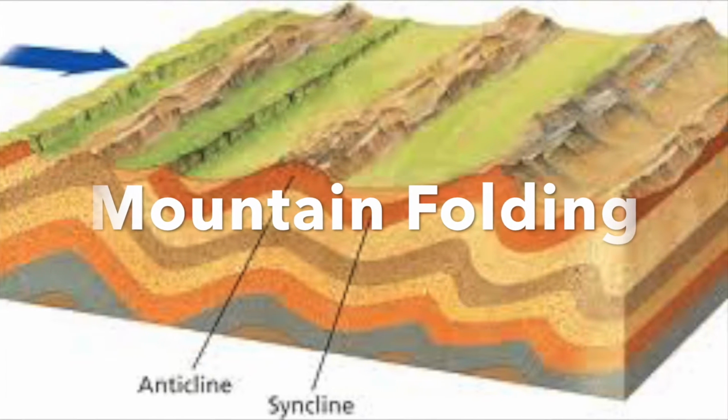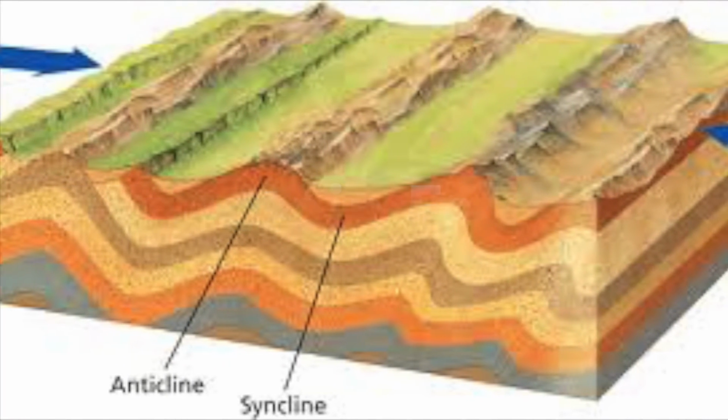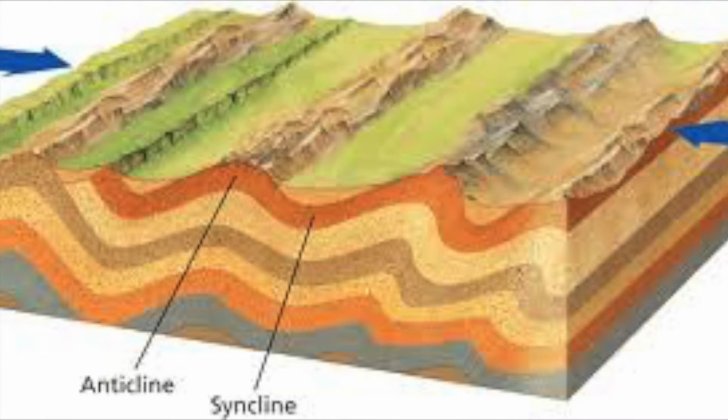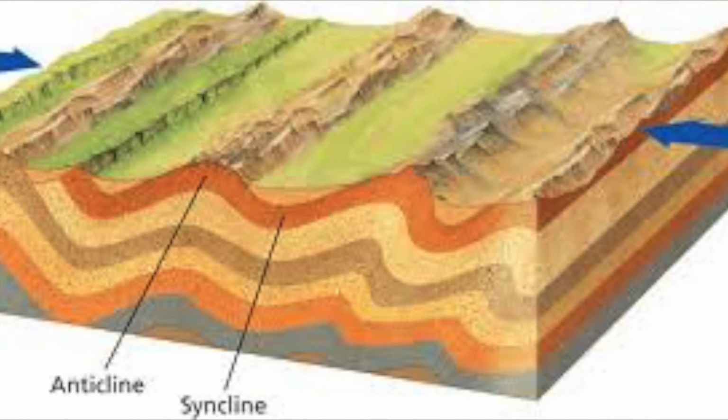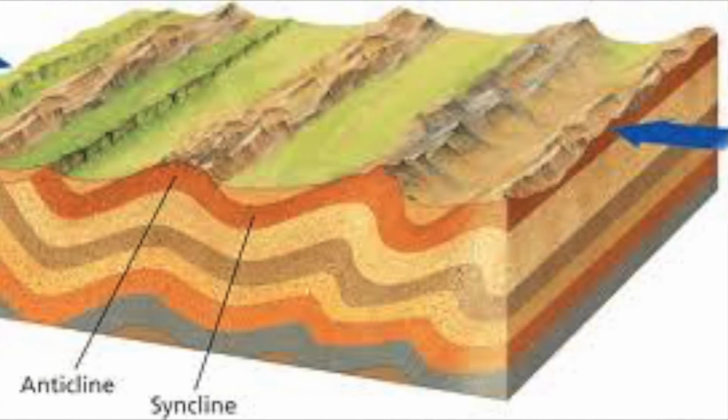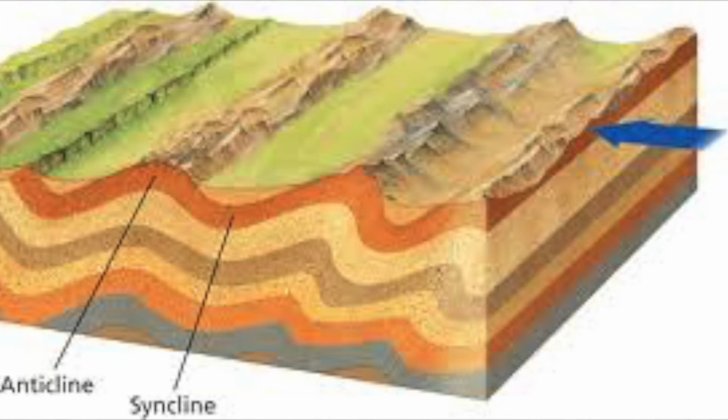This process creates both valleys and peaks. Peaks are called anticlines, valleys are called synclines. These are created much in the same way as if you took a blanket and crumpled it up from both ends. Basically it would look the same.